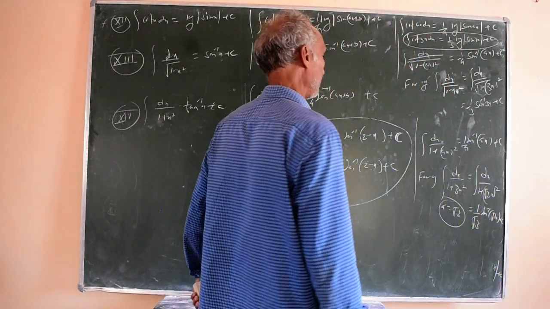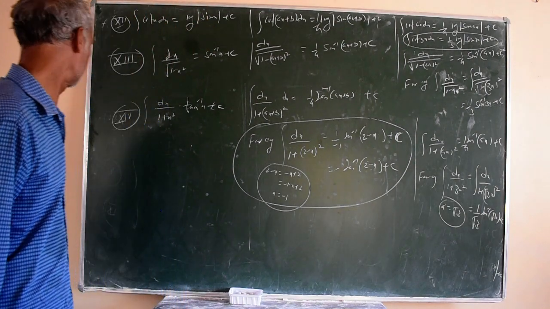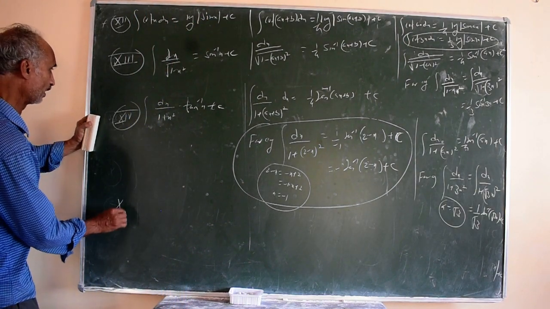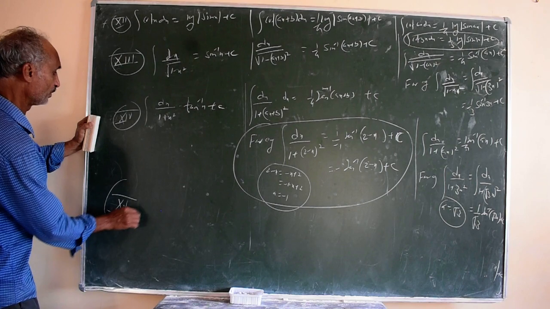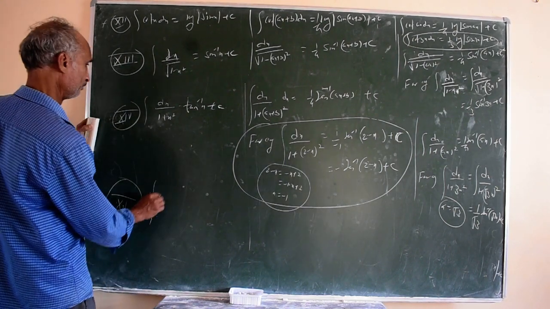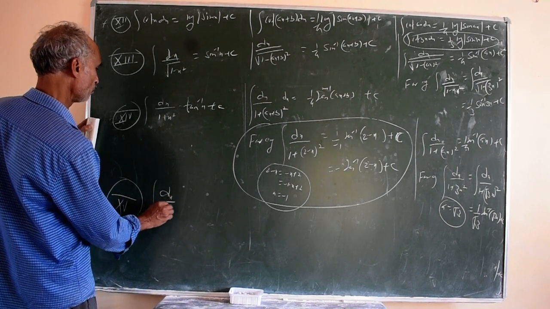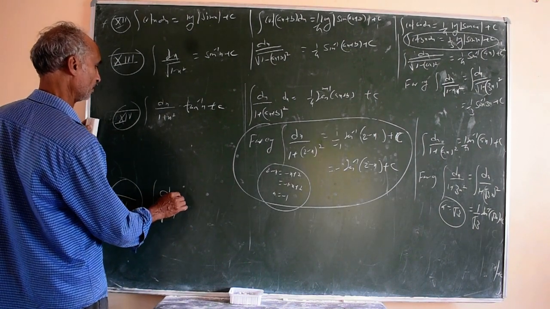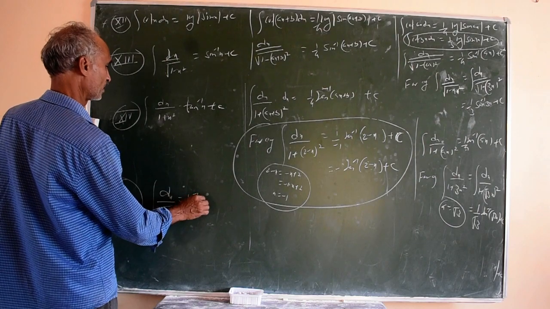Okay. So try to understand these formulas. And one more item, 16, I think, 15. Another 2, 3, 4 are left out. It is integration of dx upon x into root of x square minus 1 is equal to sec inverse x plus c.